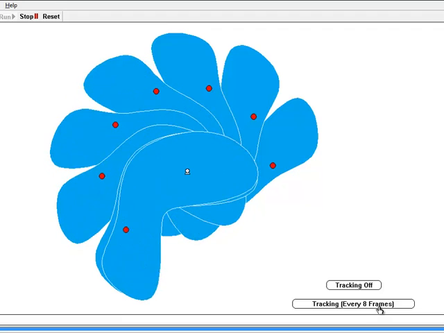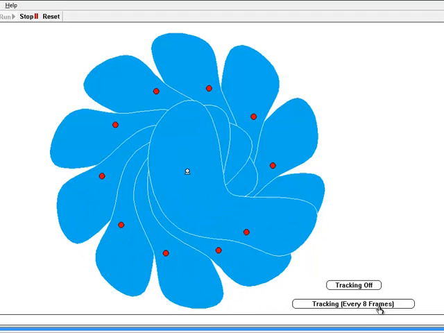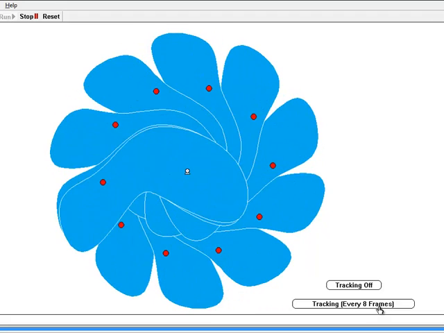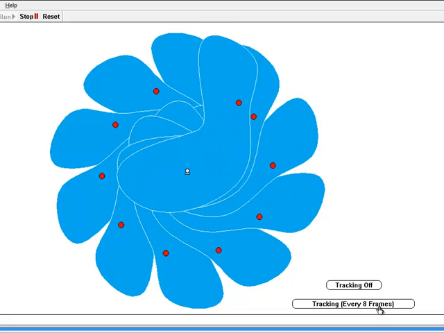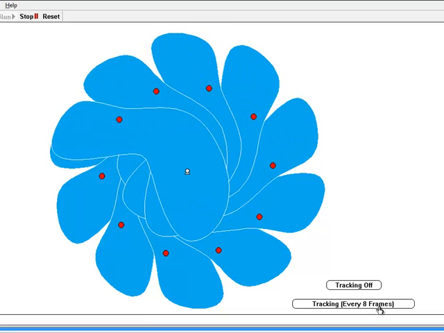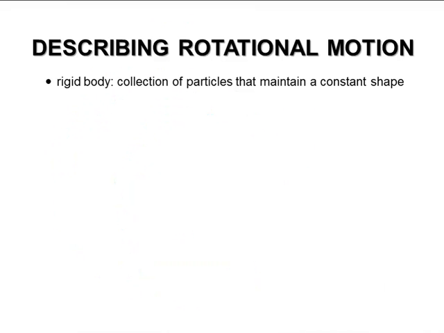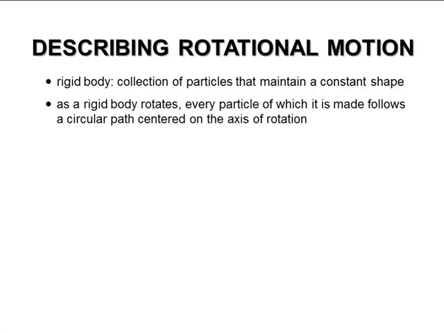And you can see that as the very oddly shaped blue object spins around and around, that one particular particle, that red dot, moves in a circle. Even though the object itself isn't round, the particle, the red dot, does move in a circle, and the circle is centered on the axis of rotation. So that's the first important observation to help us come up with a good way of describing rotational motion. And that is, anytime a rigid body rotates, every part of it is going to follow a circular path that's centered on the axis of rotation.